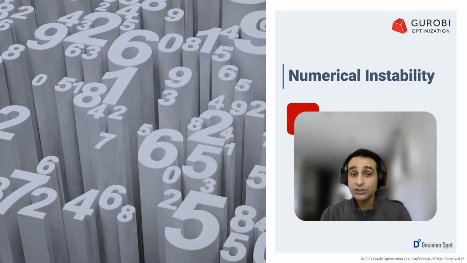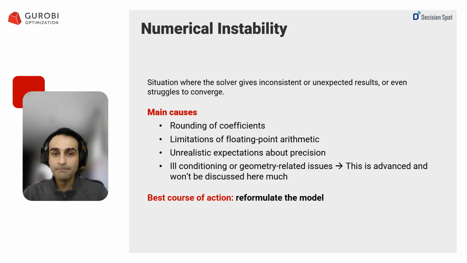Since we've already mentioned numerical problems, let's now dive into them. So, what is this numerical instability? This refers to situations where the solver gives inconsistent or unexpected results or even struggles to converge. This is a very broad topic and we can't cover everything here. But overall, it can be caused by a few common issues.